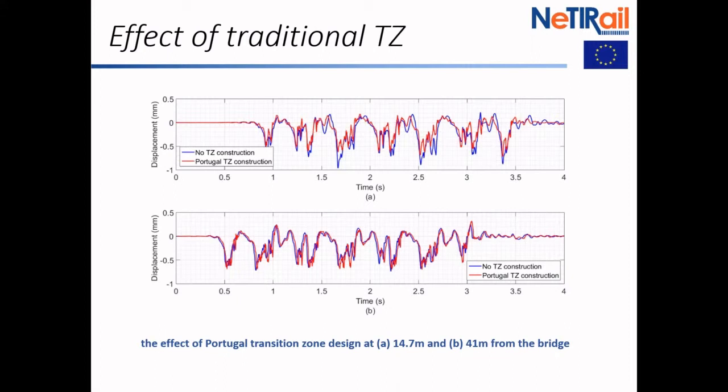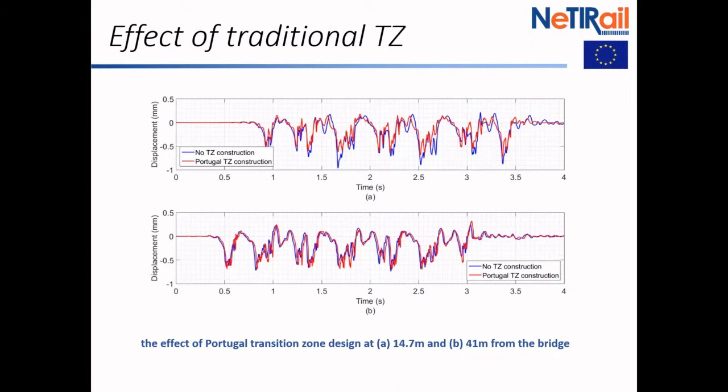The first thing you might think is, these curves all look about the same. Well, at 41 metres back from the bridge, they should look the same, because by that stage you're off the transition zone, you're on the embankment. And so the construction with and without the transition zone in place should look the same, and indeed it does.